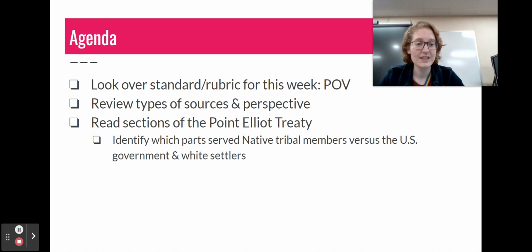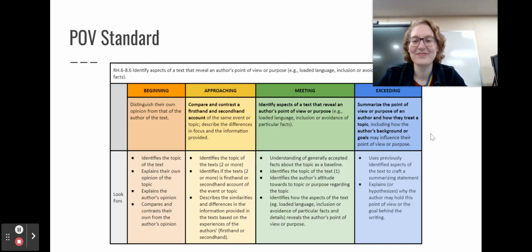We're going to start by looking over the standard for this week. We're going to review types of sources and think about perspective. And then we're going to read sections of the Point Elliott Treaty and identify which parts serve native tribal members versus the U.S. government and white settlers, as I just said.